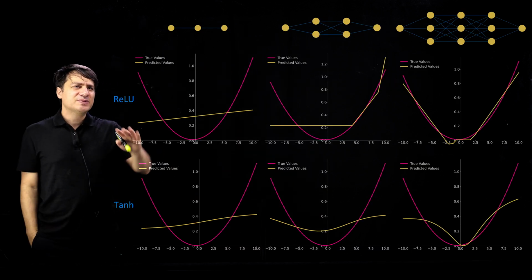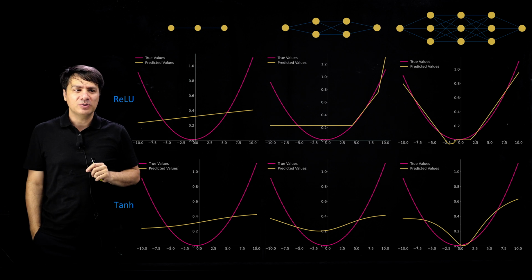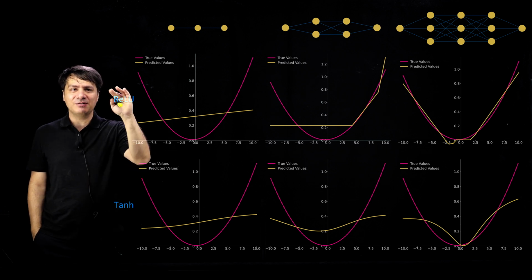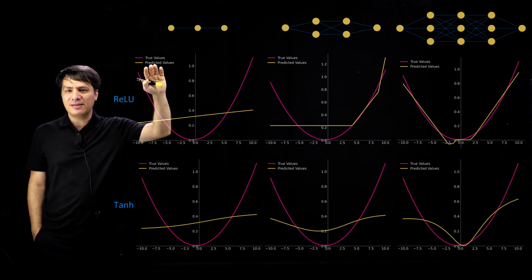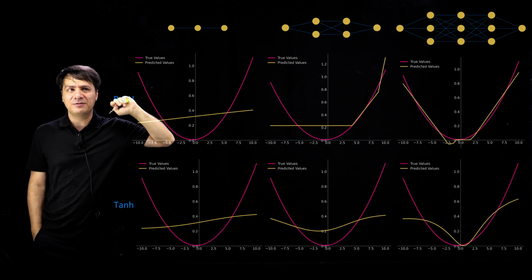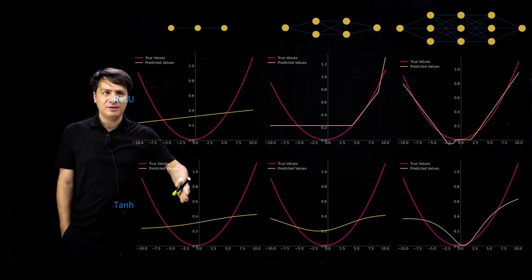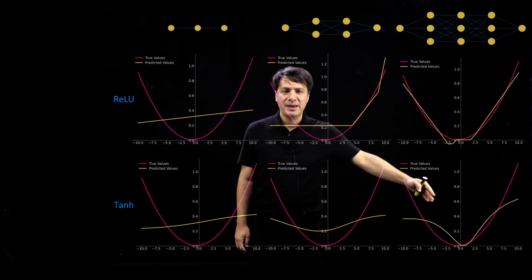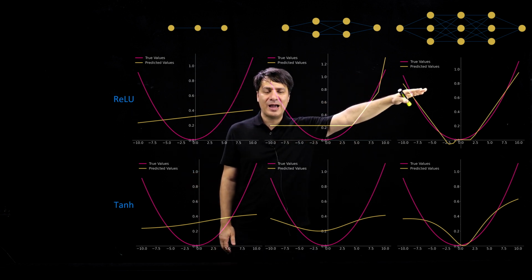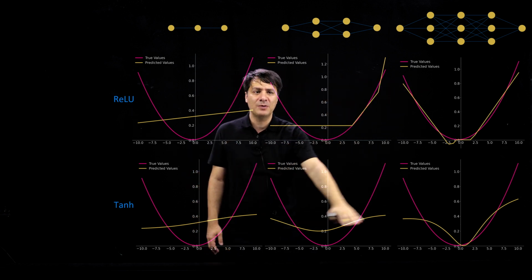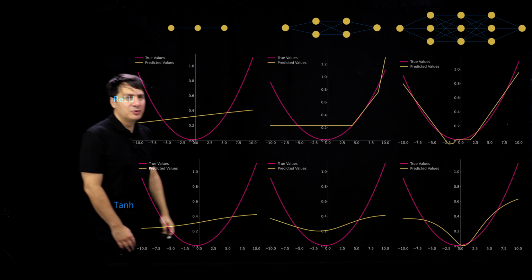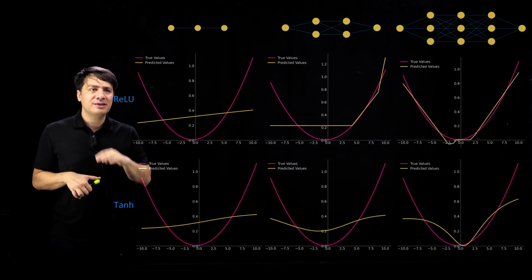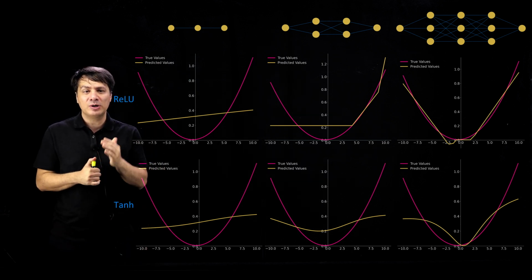So here are 6 results. When you're running the code, you can set the activation function, and you can set the number of hidden layers and the number of nodes per hidden layer. So you can see vertically, we have the first simple model, then the second more complex model, and then the third model. And then horizontally on the top row, we have the ReLU function, and then we have the tan hyperbolic function.